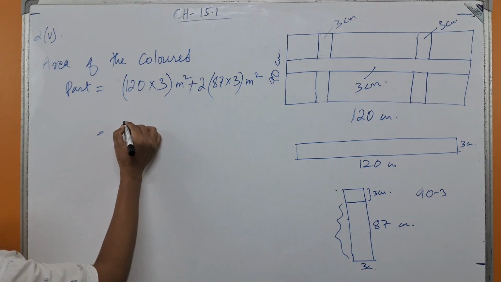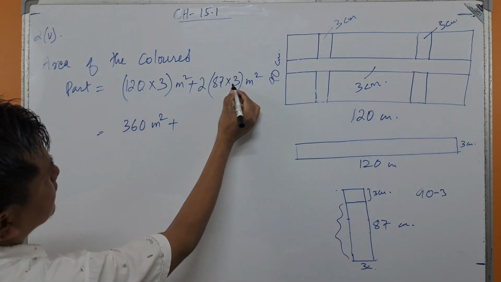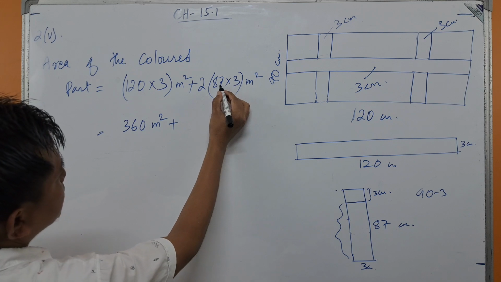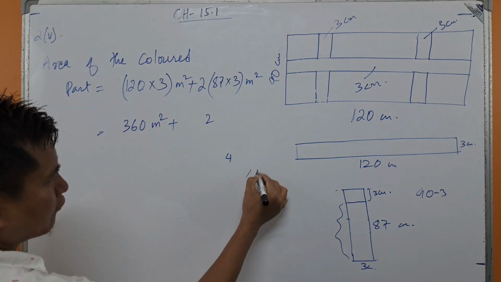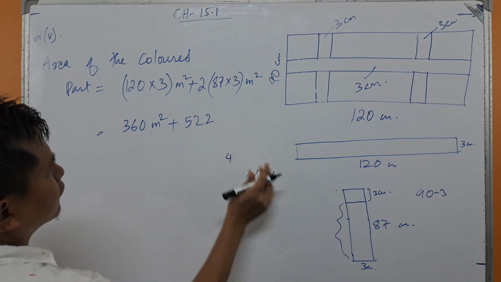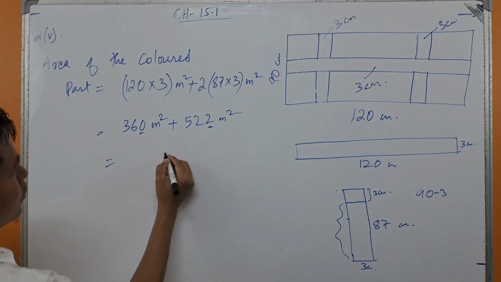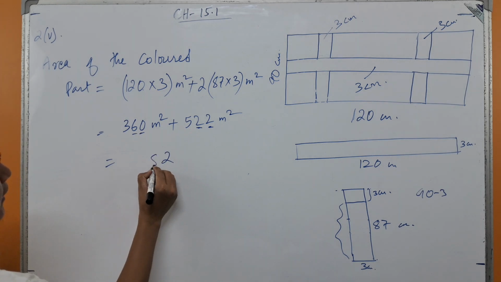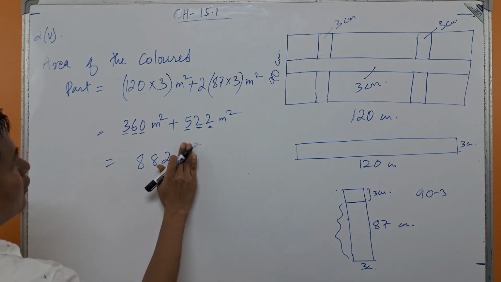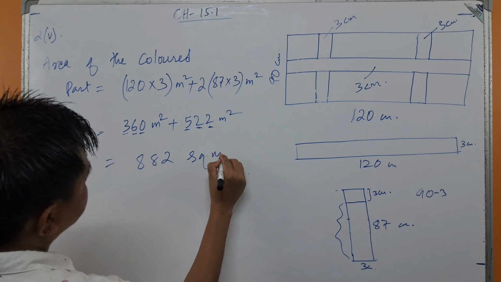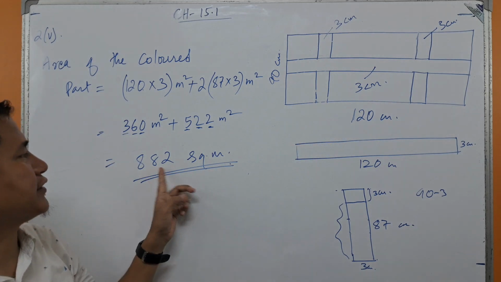So 3 12s are 36, this 0 we write here, meter square, plus 2 3s are 6, 6 into 87, isn't it? 2 3s are 6, 6 7s are 42, 2 4 in hand, 6 8s are 48, 48, 49, 50, 51, 52, 522 meter square. So this 0, this 2 becomes 2, 2 plus 6 is 8, 5 plus 3 is also 8, 882 meter square, or we also write square meters, same thing. The total area of this colored part is 882 square meters.